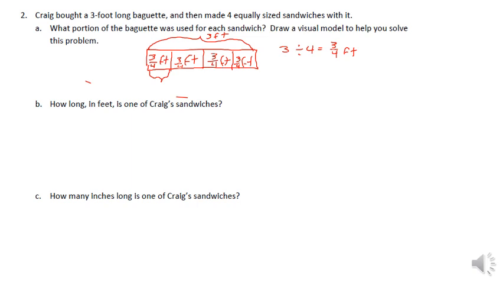So if I wanted to check this, I could add the 3/4. So we got 3/4 plus 3/4 plus 3/4 plus 3/4. They have to add up to be 3 feet. So I know it's going to end up being fourths, but I go 3, 6, 9, 12. And 12 divided by 4 equals 3. It checks. How long in feet is one of Craig's sandwiches?